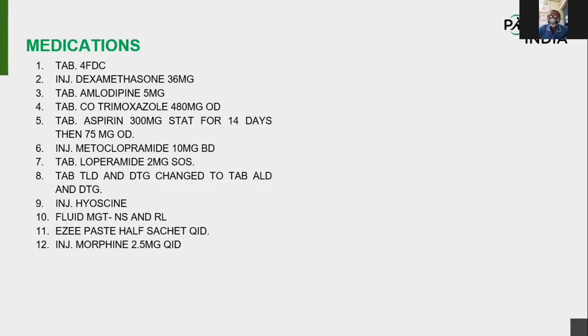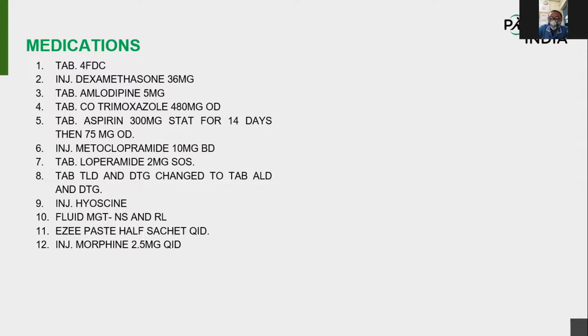Next slide. Medication for tuberculosis meningitis, we had given 4 FDC, that means fixed dose combination, which contains isoniazid, rifampicin, pyrazinamide, and ethambutol. Second, injection dexamethasone 36 mg we had started, it is a steroid, and tablet amlodipine 5 mg OD we have started as an antihypertensive. Then tablet cotrimoxazole 480 mg OD, we give PCP prophylaxis to all PLHA patients, and tablet aspirin 300 mg stat for 14 days, then 75 mg OD. This we had given for the infarcts.